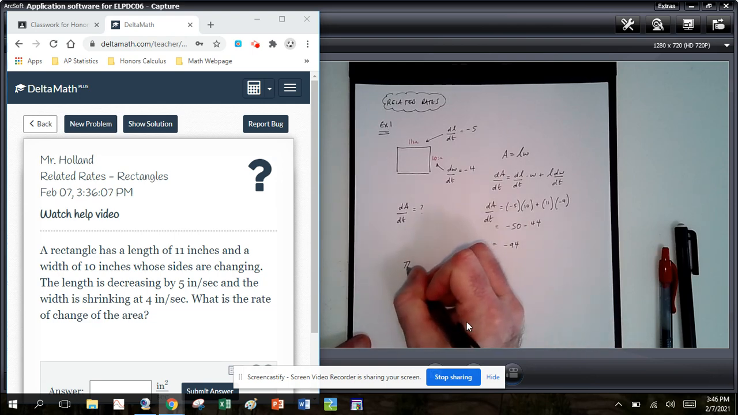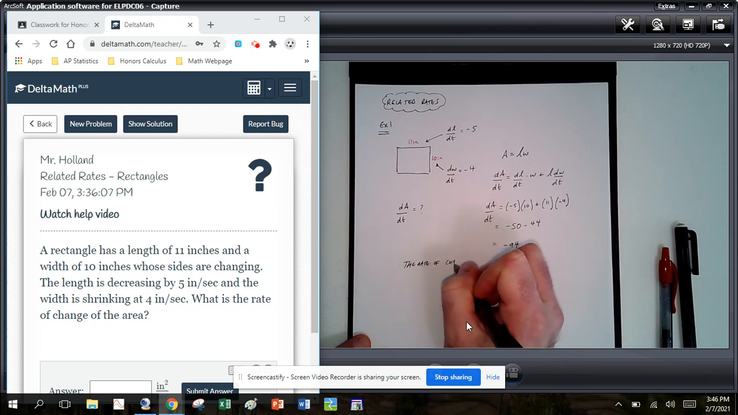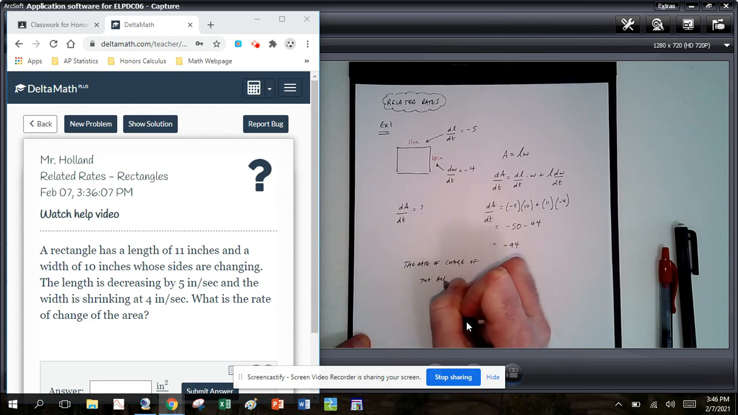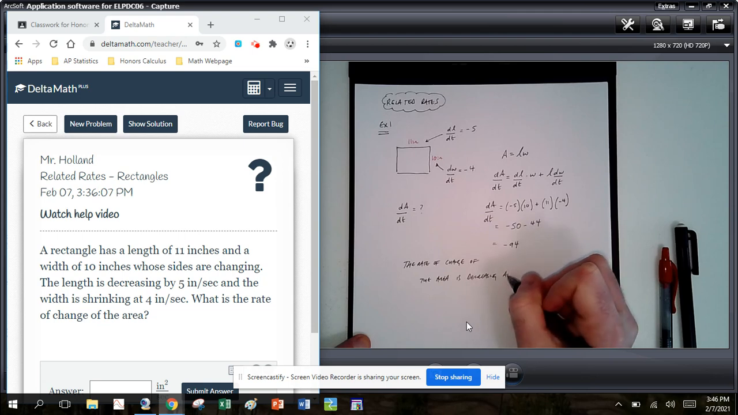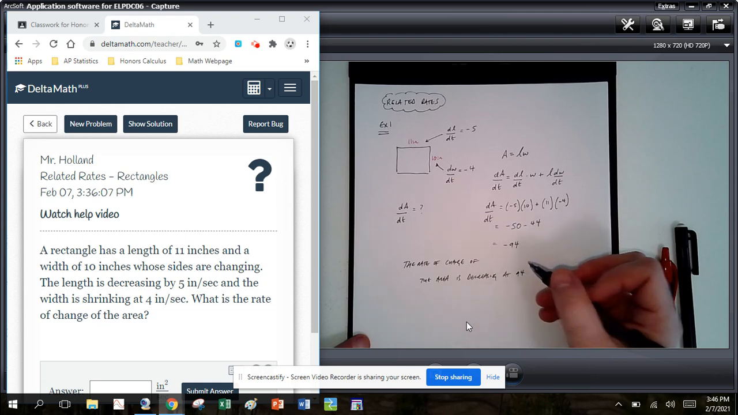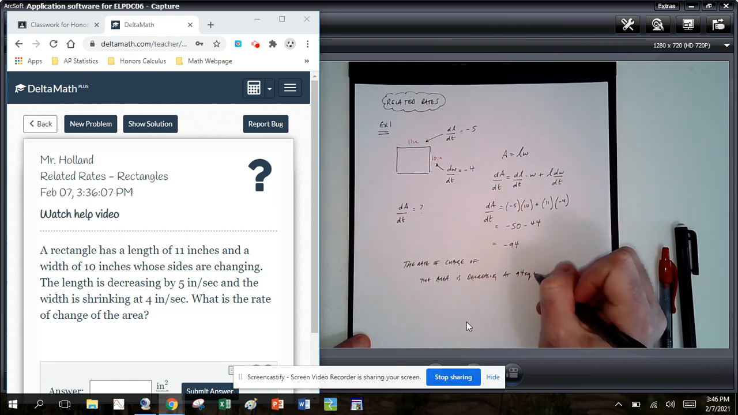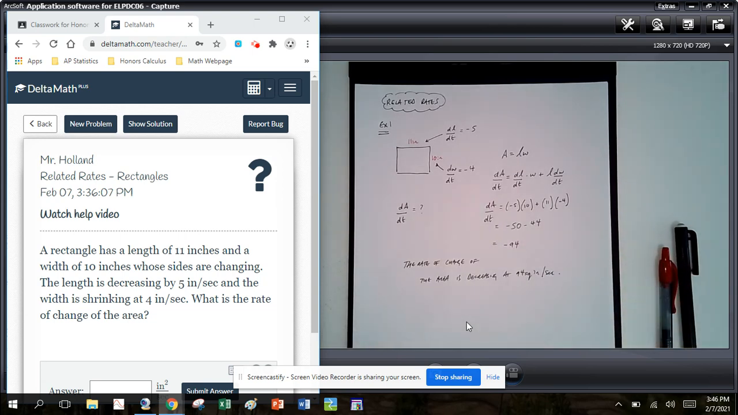So the rate of change of the area is decreasing, because that's the negative, at 94. And remember, it's the area that's changing. So the area in this case is going to be square inches. So 94 square inches per time, and the time in this case was seconds. So there I've got my seconds right there. Okay, and that would be your final answer.